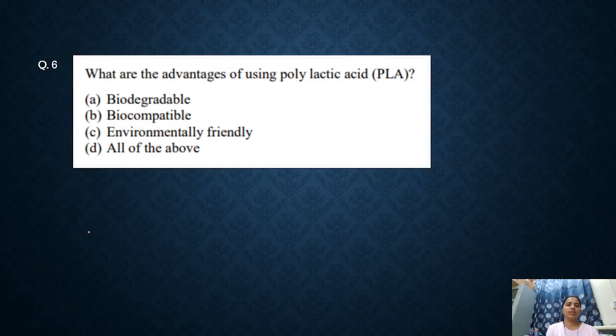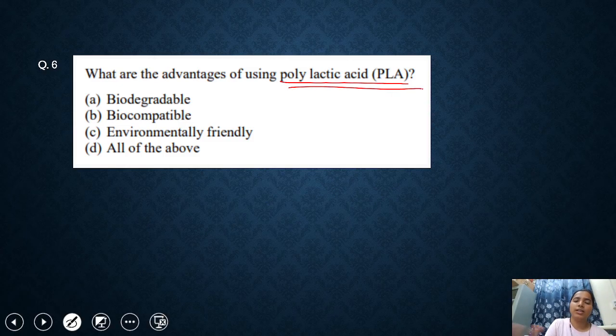Okay, this is the next question, and we already discussed this in the question before last: what are the advantages of using polylactic acid, that is, why are we using this as a bioplastic? Because this is biodegradable, correct, biocompatible, that is also correct, and environmentally friendly. Okay, so the advantages of using PLA are all of the above.